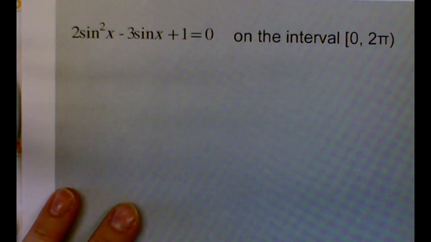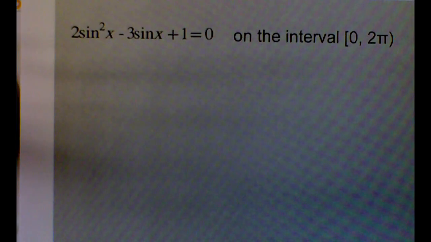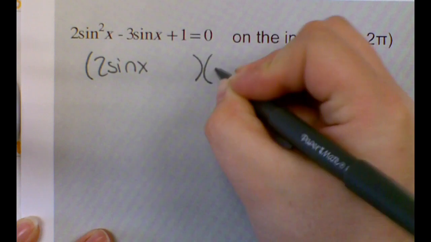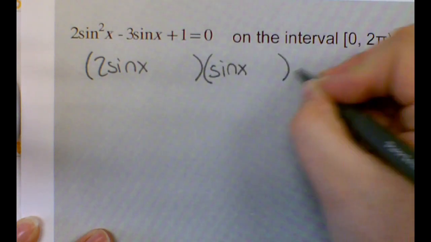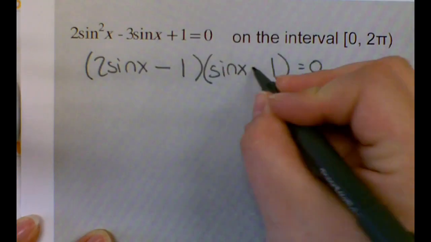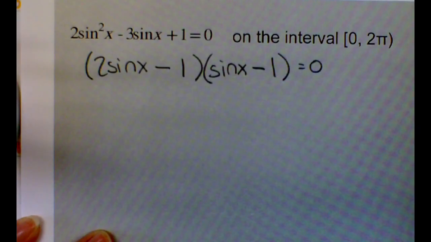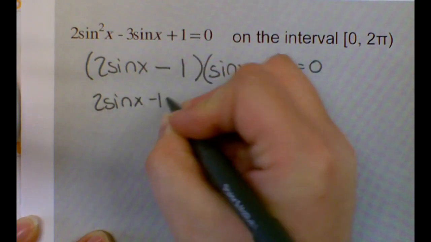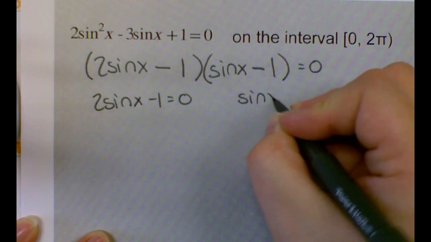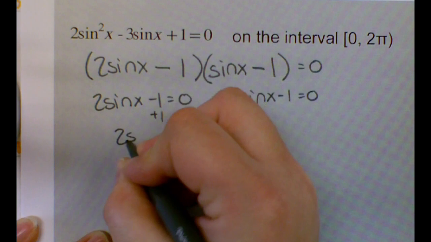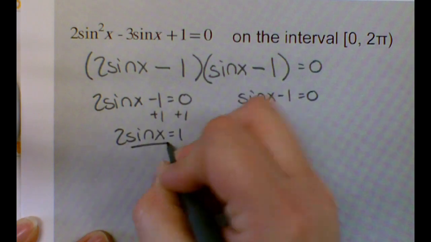All right, same thing. We're going to solve on the interval 0 to 2 pi. And I'm going to factor again. 2 sine of x and sine of x. To get a 1, I can only use 1 and 1. To make it a minus 3 in the middle, they'll both be minuses. Very similar to the last problem. Set each of these equal to 0. Add the 1 this time here. Divide by 2.